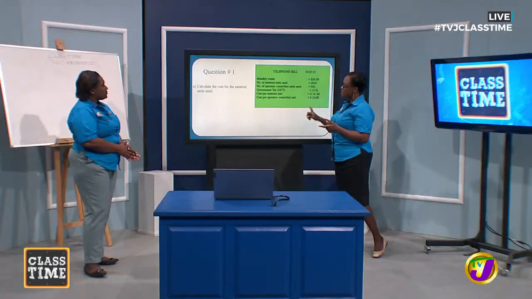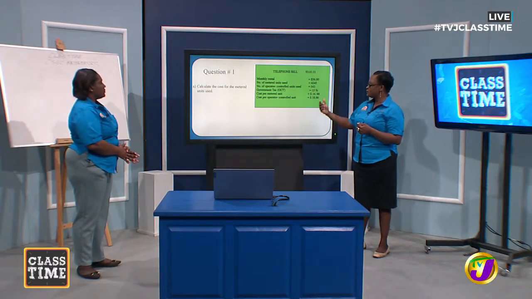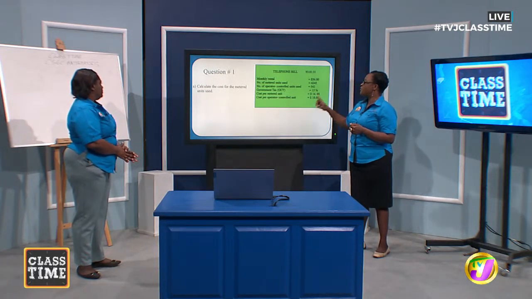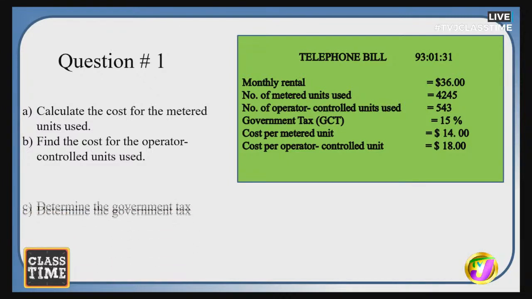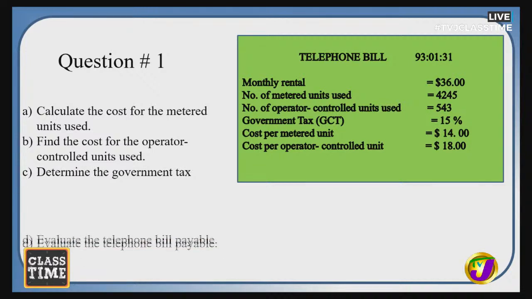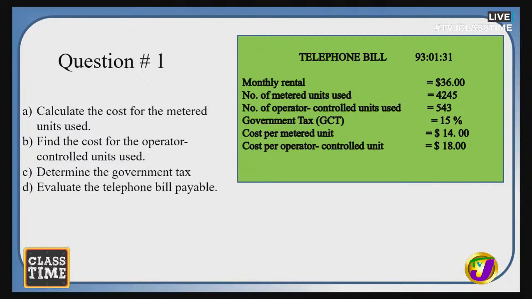Right? And from this bill, we are expected now to calculate the cost for the metered units used. We are expected to find the cost for the operator controlled units used. And determine the government tax. And then finally, evaluate the telephone bill payable. Now, Denise, I want you to observe that though finally we want to calculate the telephone bill, they actually gave us a breakdown, a build-up to our final solution. Which we can appreciate.